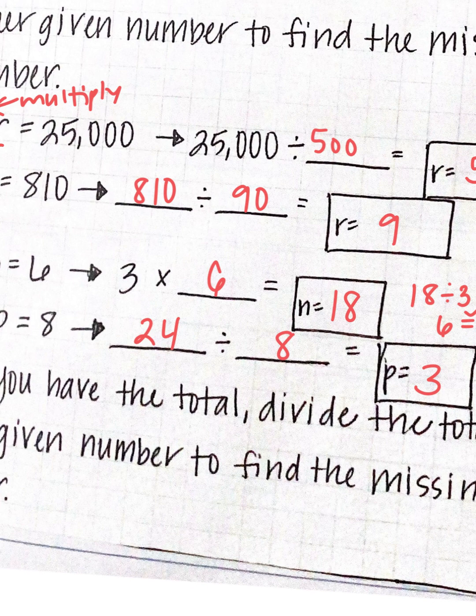Again, your little note there: when you have the total, divide the total by the other given number to find the missing number. It's the same as subtraction. Subtraction and division can get tricky sometimes.